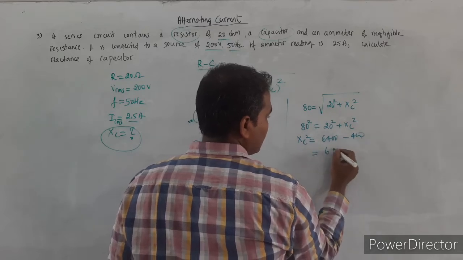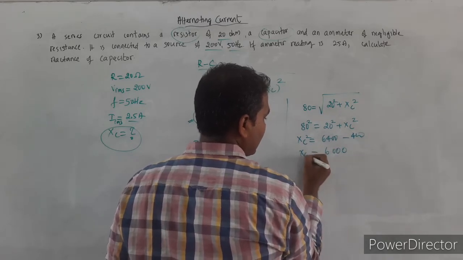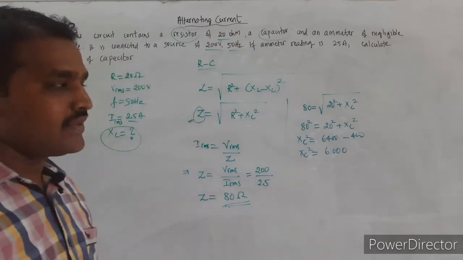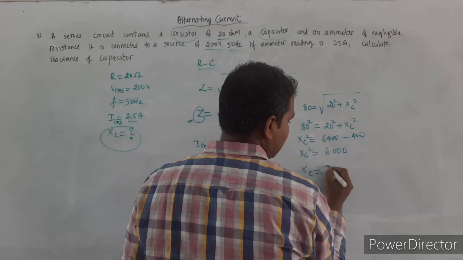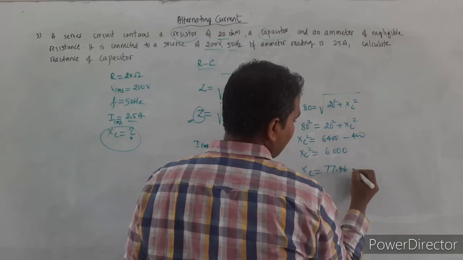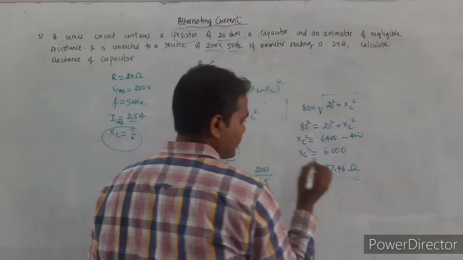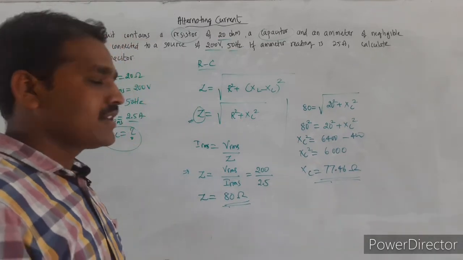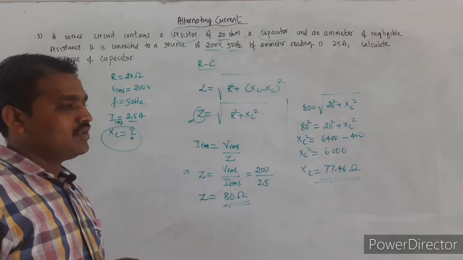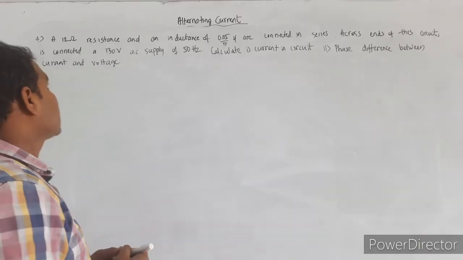So that is equal to 6000. XC square is equal to 6000. Yes, and taking the square root, I get the value of XC is equal to 77.46 ohms. Yes, this is the capacitive reactance of a given capacitor. Okay, look at the next problem here.